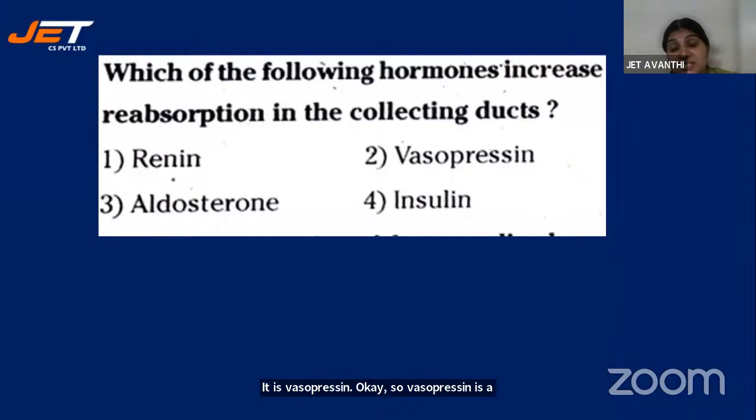So this vasopressin is secreted by the pituitary gland. The pituitary gland, which is present in the midbrain of humans, secretes vasopressin. You may also get that question. Pituitary is the endocrine gland which secretes vasopressin hormone.